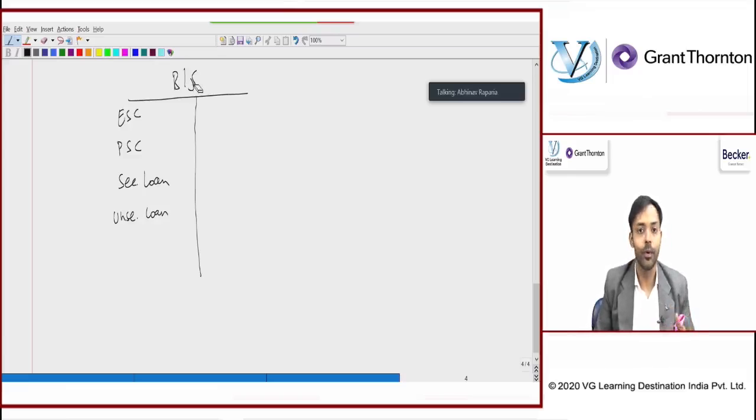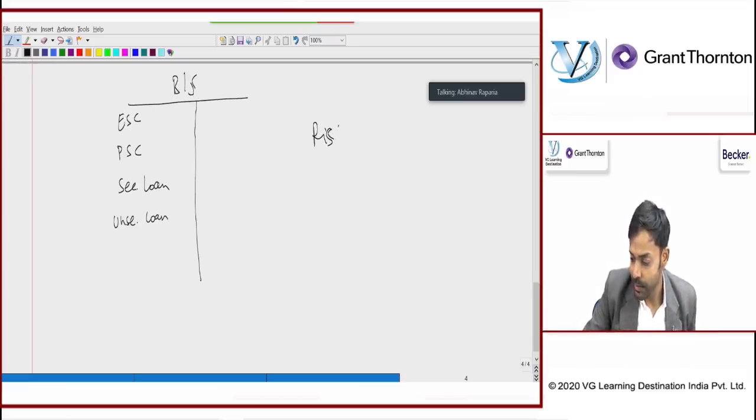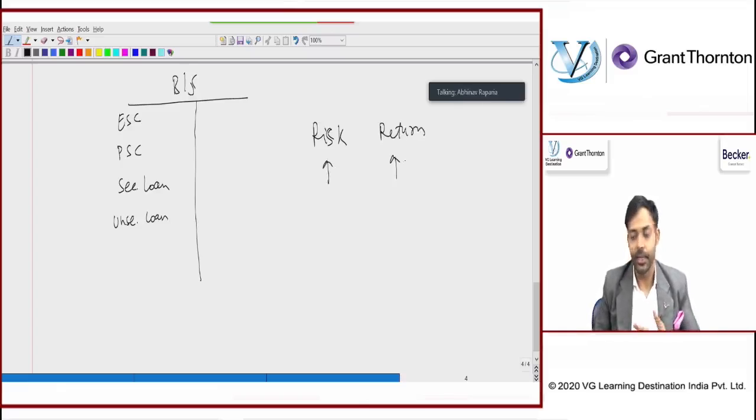Throughout our understanding, whenever we hear about high risk, we always think that the person taking it is expecting a high return. This is something we have been studying since childhood: the higher the risk, the higher the return. And the person will expect the highest return.